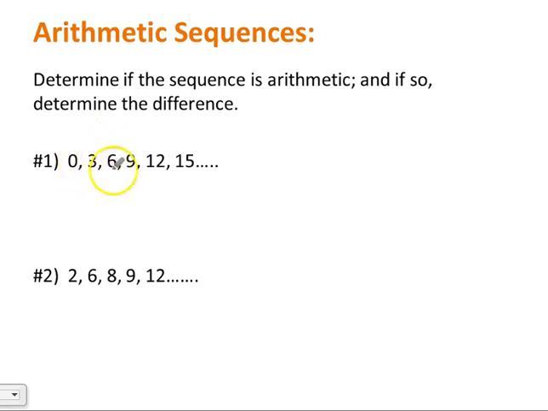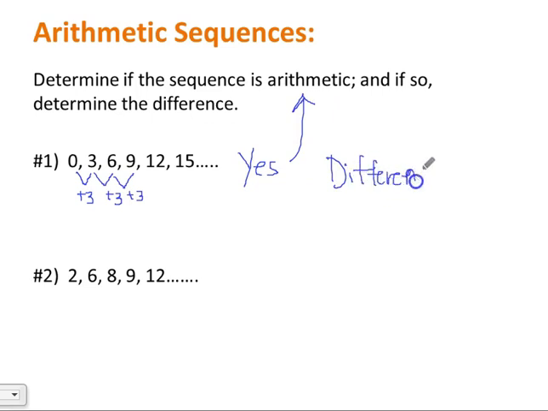So for number 1, let's choose a couple numbers. From 0 to 3, it looks like we're increasing by 3. From 3 to 6, we're increasing by 3. From 6 to 9, we're increasing by 3. From 9 to 12 and 12 to 13, we're increasing by 3. So yes, this is arithmetic, and the difference is plus 3.